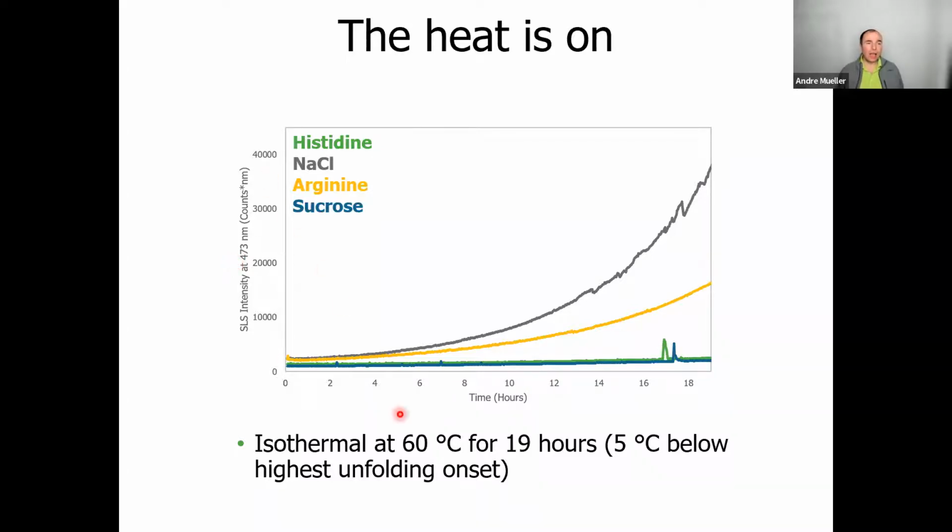And comparing the behavior of our protein in the 4 formulations in these conditions, you see that for histidine and sucrose, the line remains rather flat. So there's not much aggregation going on. In contrast, arginine shows aggregation and sodium chloride shows an earlier onset of aggregation, and also the aggregation progresses to a much higher level. So what we can tell here is that our protein seems to be okay in histidine buffer or in histidine with sucrose for 19 hours at 60 degrees, which is pretty rough conditions if you think about it. So that's an interesting result.